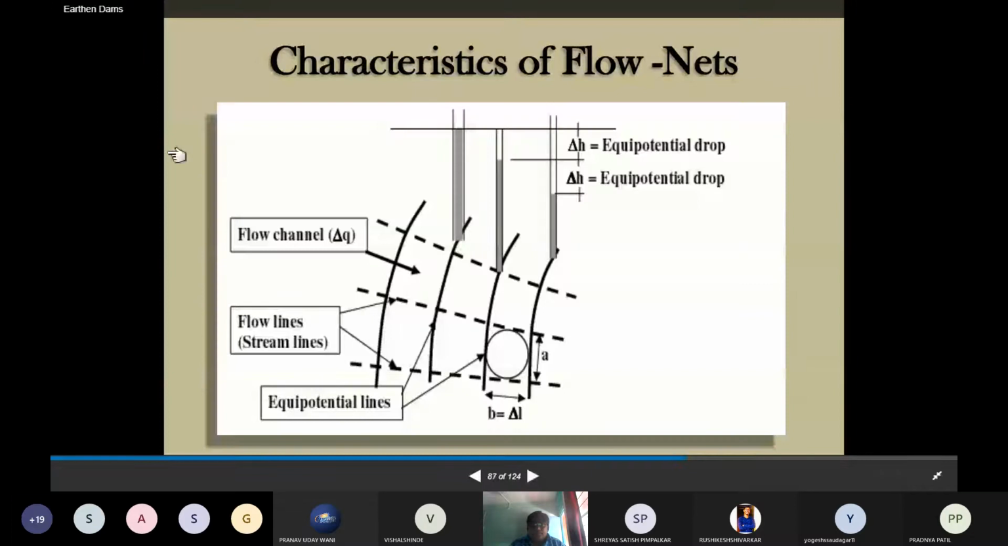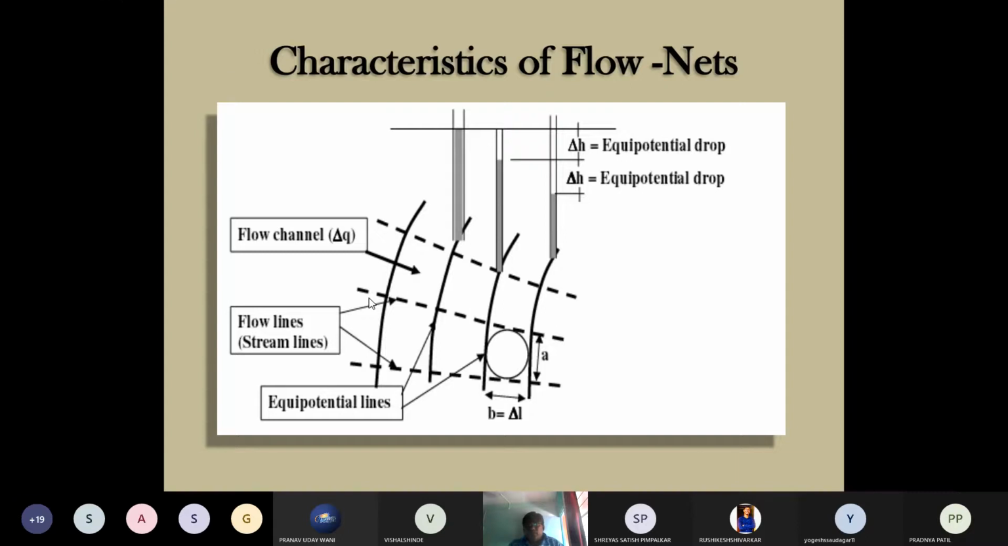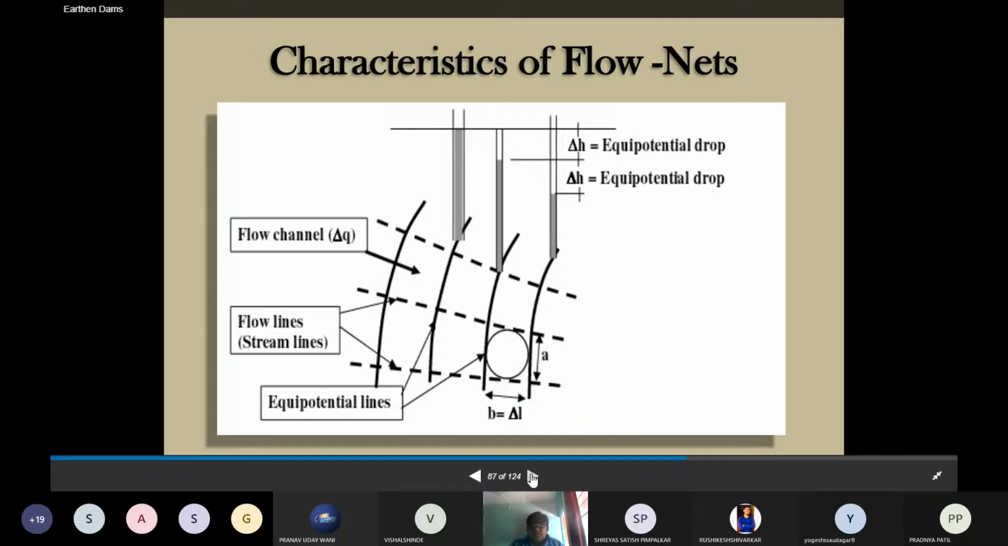Before the seepage analysis, see the diagram and what its nature would be. This is the section of the dam where flow is going to be observed. Along the flow, these are the streamlines, or flow lines, and perpendicular to them are the equipotential lines. If you insert a piezometer into the soil, it will show the same head, and if you join those points, the resulting line is called the equipotential line for this flow pattern.